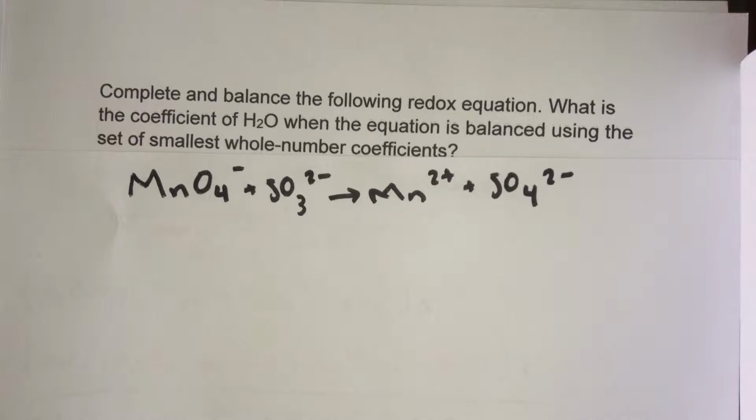Complete and balance the following redox equation. What is the coefficient of water when the equation is balanced using the set of smallest whole number coefficients? Our first step is to assign oxidation numbers to our elements.